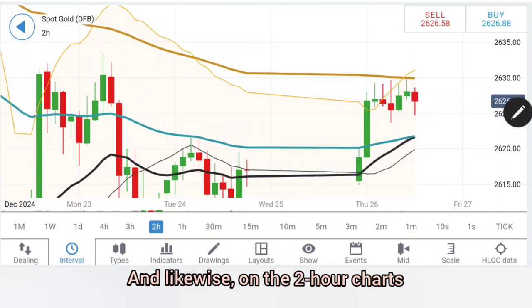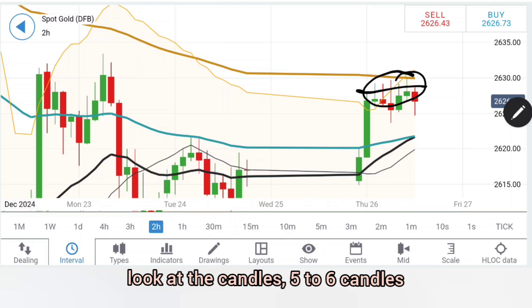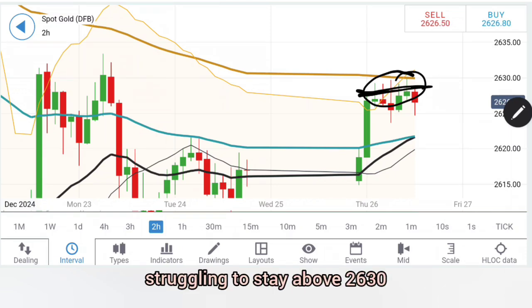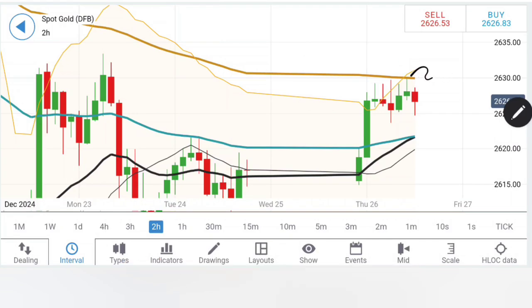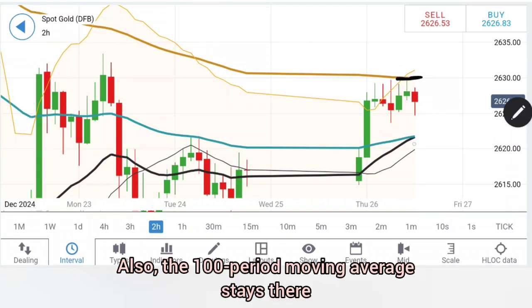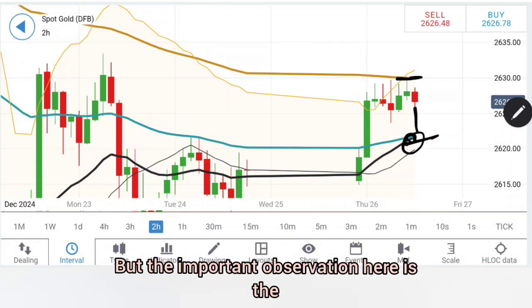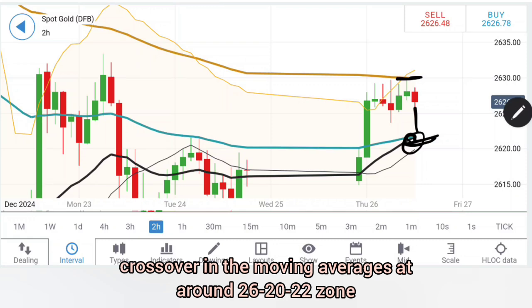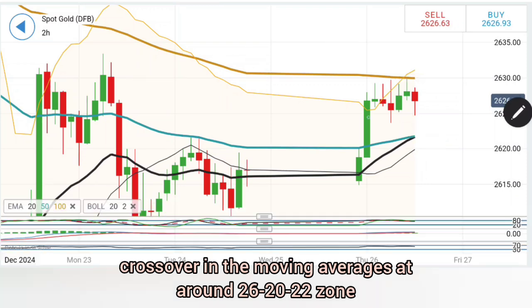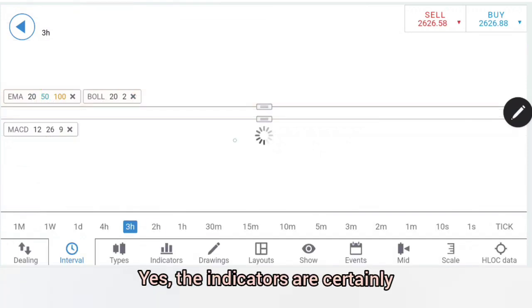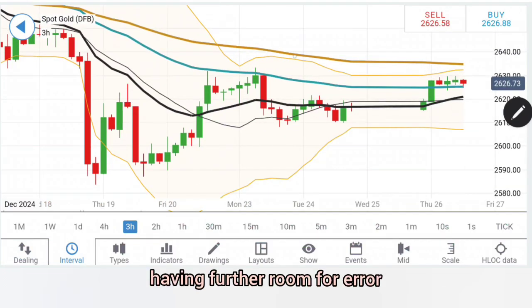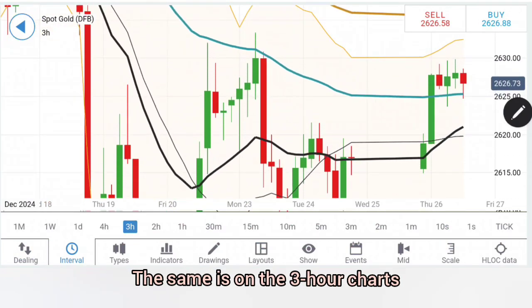And likewise on the 2 hour charts, look at the candles, 5 to 6 candles struggling to stay above 2630, and thus this makes this zone very, very crucial. Also the 100 period moving average stays there, but the important observation here is the crossover in the moving averages at around 2620-22 zone, which is a very important observation for the bulls here. Yes, the indicators are certainly having further room. The same is on the 3 hour charts.